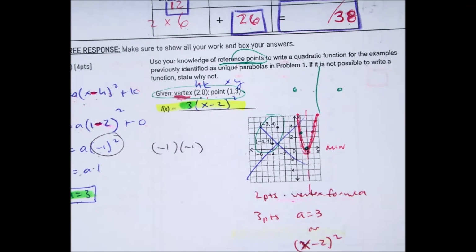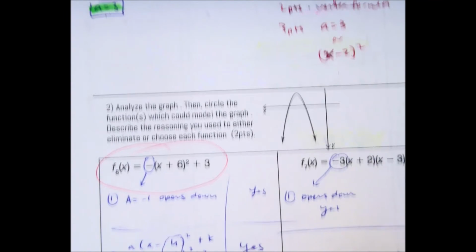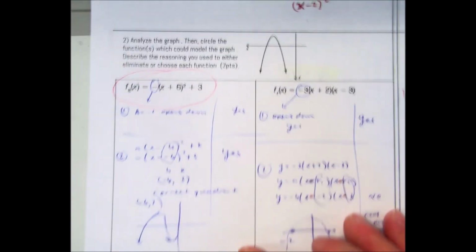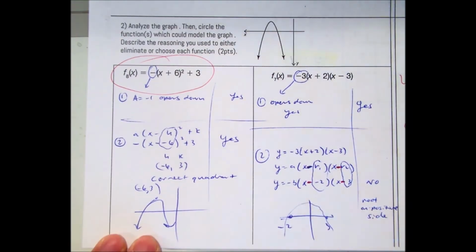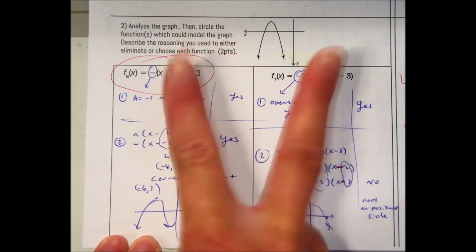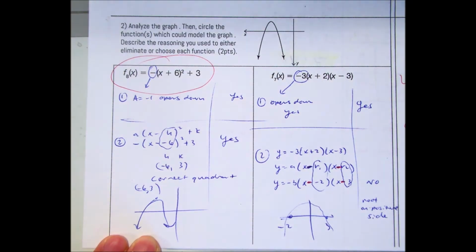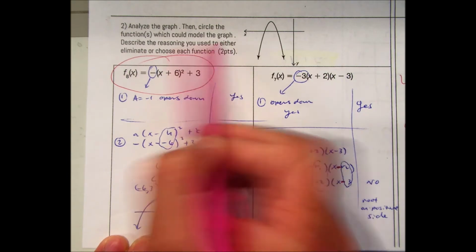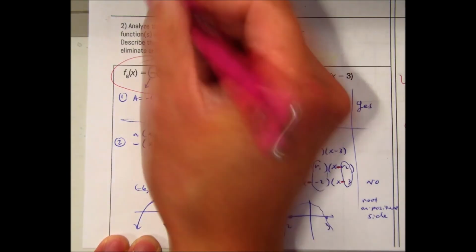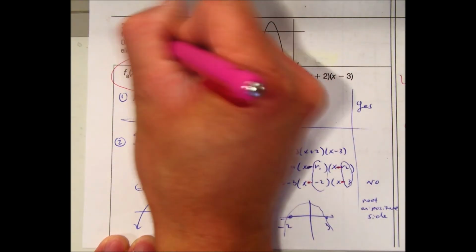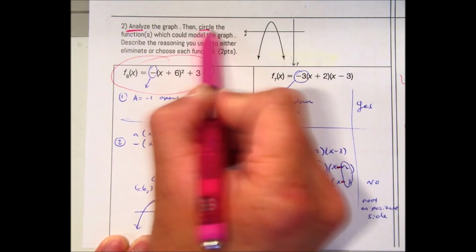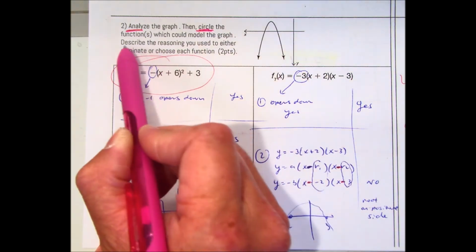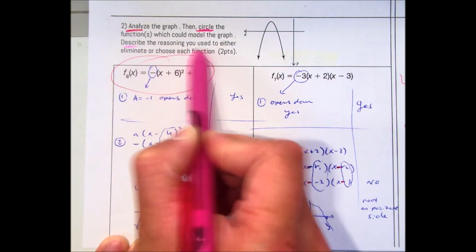Question number 2. I copied and pasted the question from your previous quiz, and all I did was flip the choices, and I eliminated one. Analyze the graph, then circle the function which could model the graph. So I'm gonna underline some verbs. Analyze, so I got to think about it. Then I have to circle. I didn't give you any points for circling because I was really looking for describing the reason you either chose yes or no.